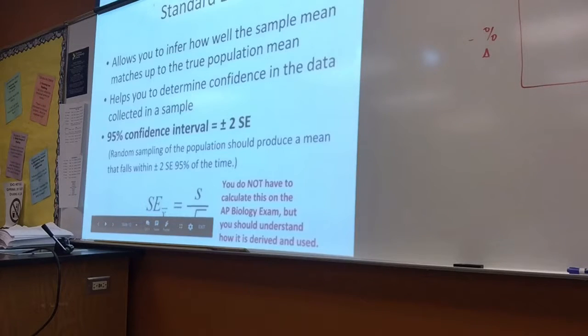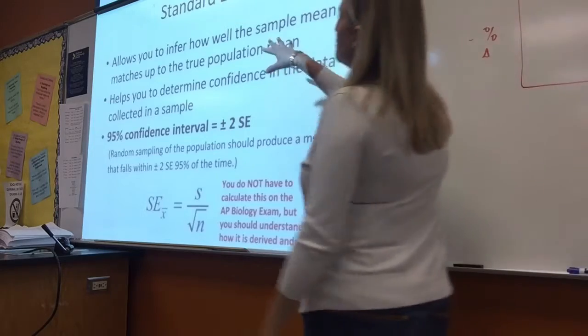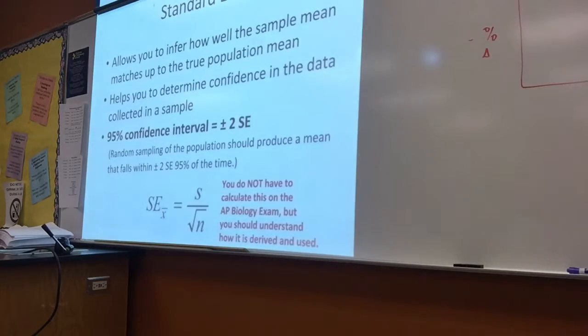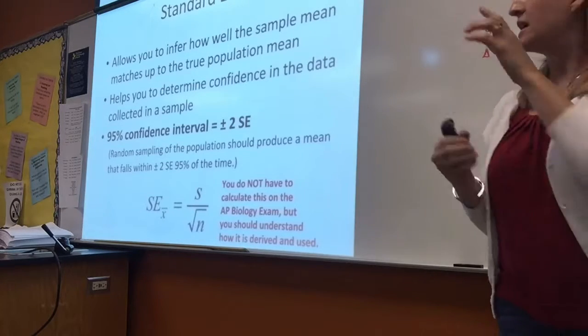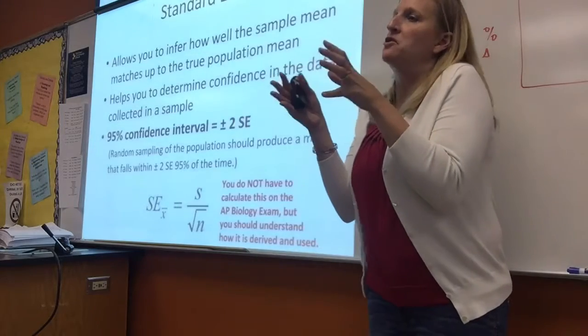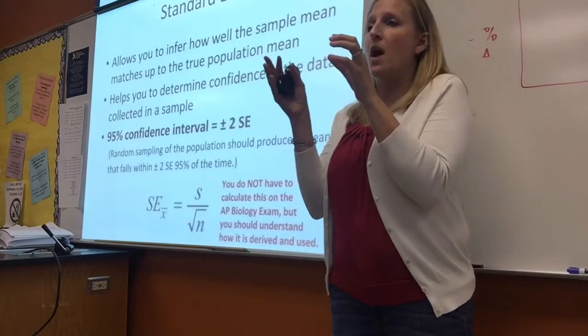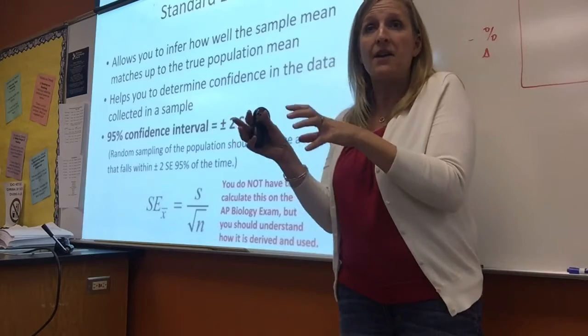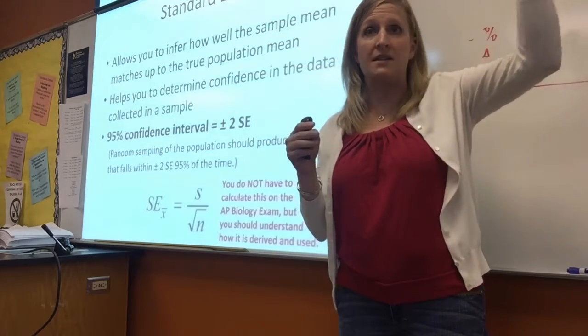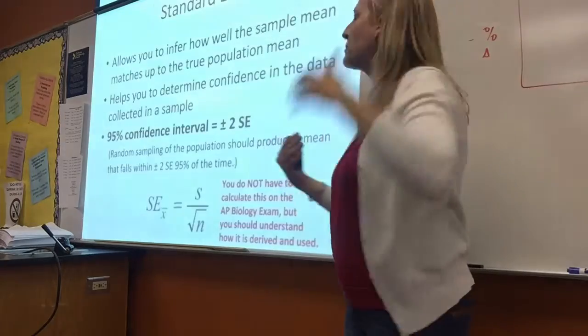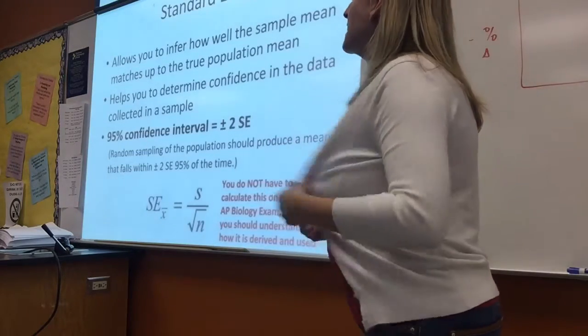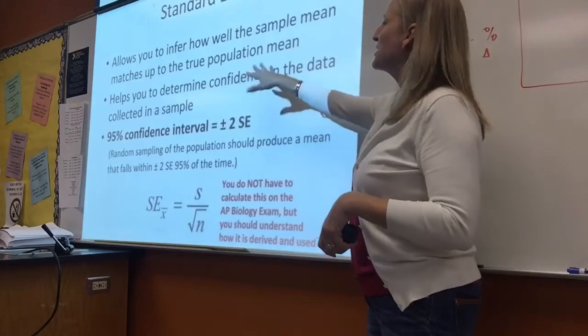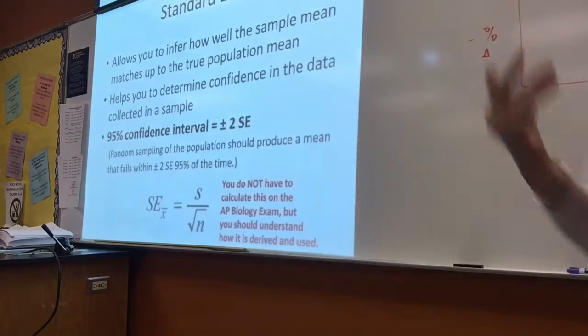Okay, so standard error. This allows you to infer how well the sample mean matches up to the true population mean. For instance, in our example with people's body temperatures, the mean for that sample of 130 people was 98.25, and the human population's mean is 98.6. So we're comparing that sample mean to the true population mean. It helps you to determine the confidence in the data in your collected sample.